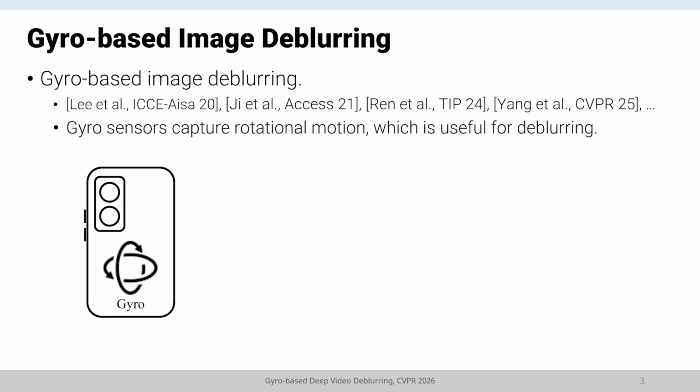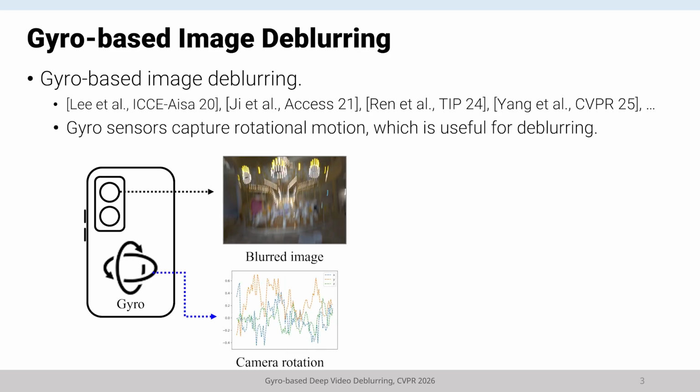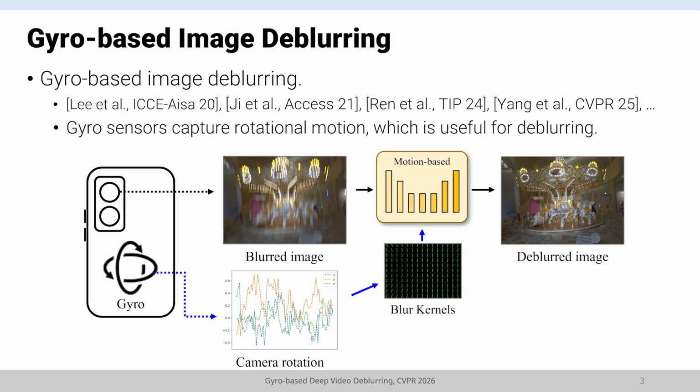Modern cameras, such as mirrorless and smartphone cameras, are equipped with gyro sensors. Gyro sensors capture camera rotation motion and provide useful information for deblurring. Previous gyro-based deblurring methods construct blur kernels from gyro data and utilize them for deblurring.